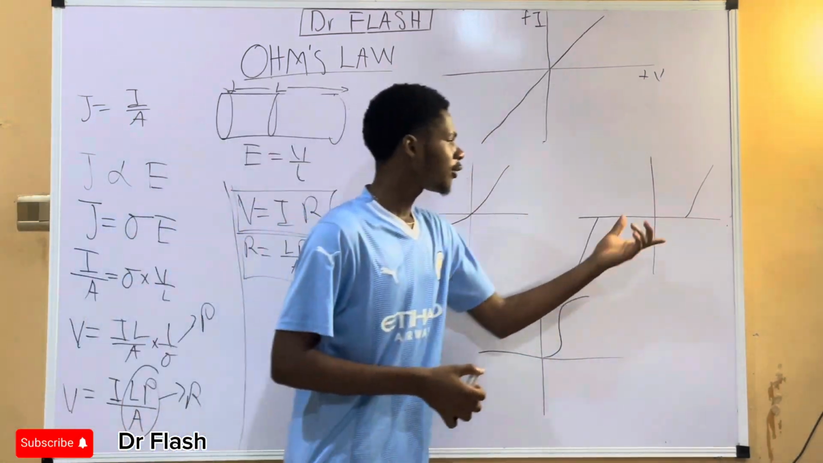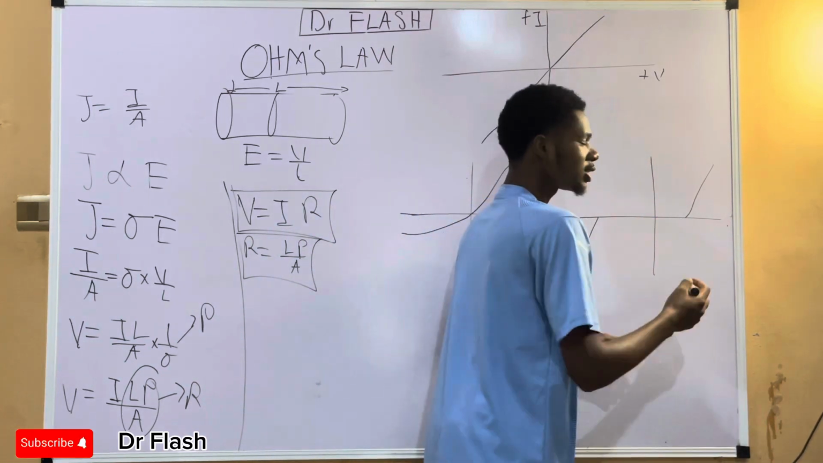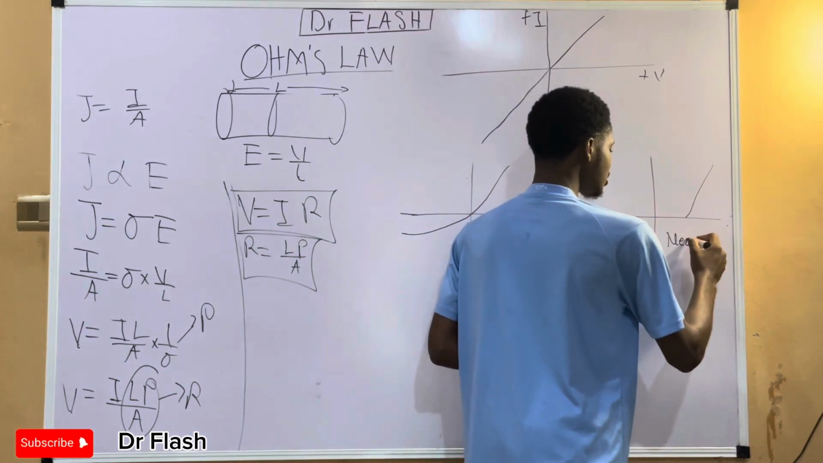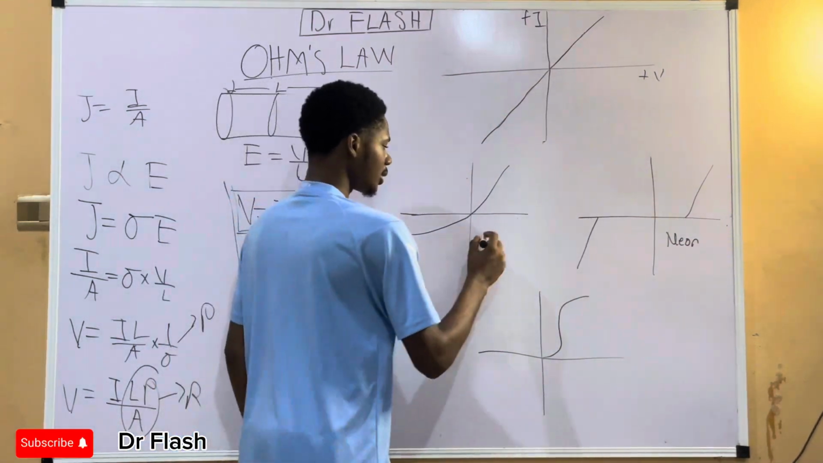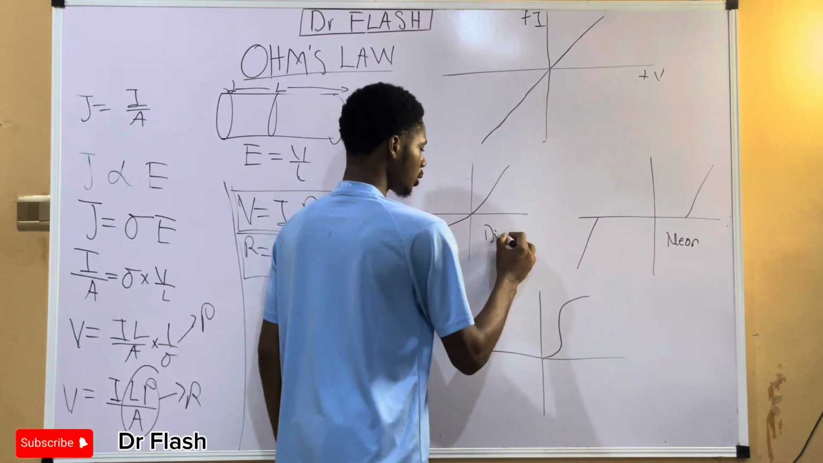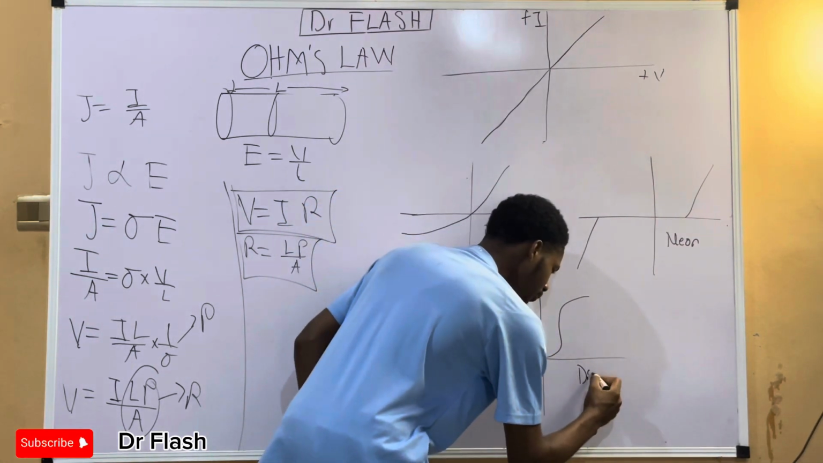Now for this one, we're going to get a graph like this when we are plotting the current against the voltage for a neon gas. This is what we're going to get for a neon gas, and for this we're going to get a diode. And for this we're going to get a diode valve.